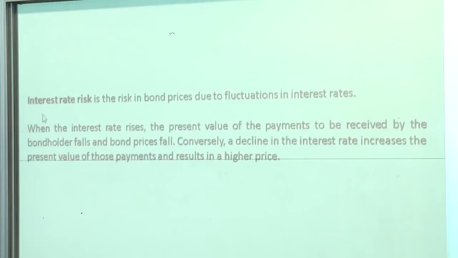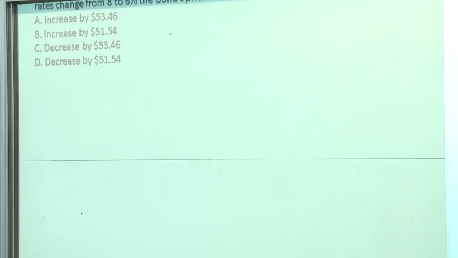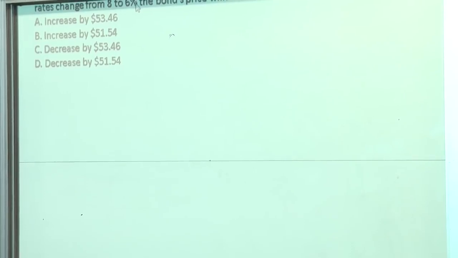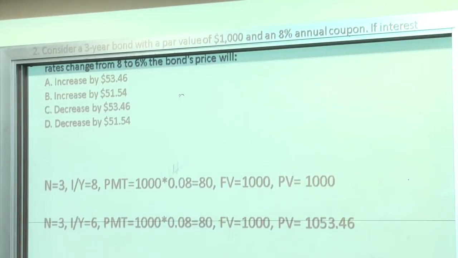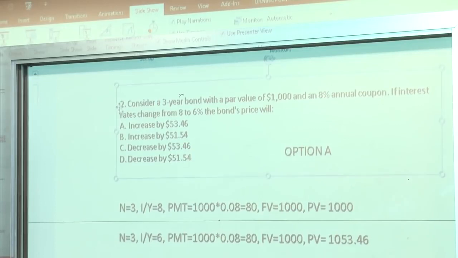Interest rate risk is just the risk of bond price change in response to interest rate change. Okay, so let's say in this question, the interest rate changes from 8% to 6%. It goes down, right? So the price of the bond should go up. And if you calculate a 3-year bond, face value 1,000, with interest rate changing from 8% to 6%, and 8% annual coupon, they are fixed. Yes? Okay, yeah, sure, sorry.